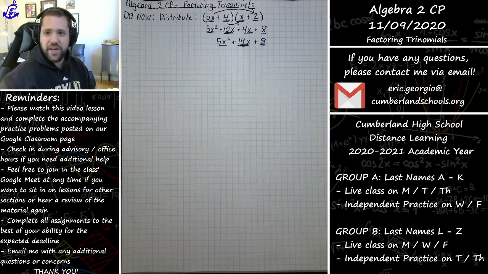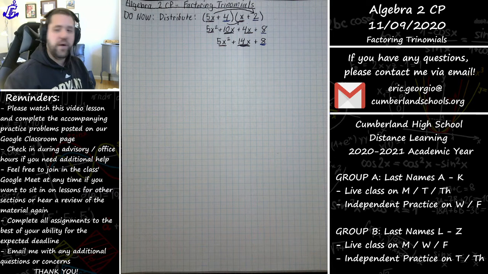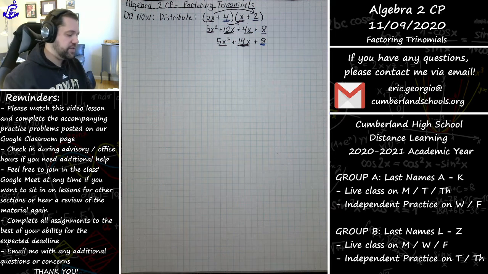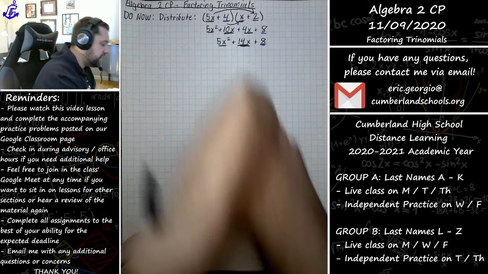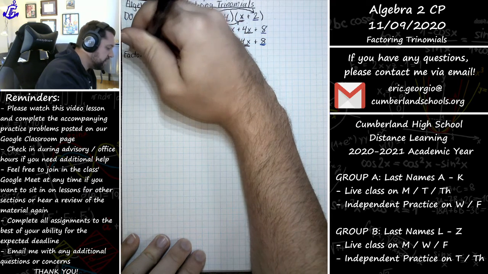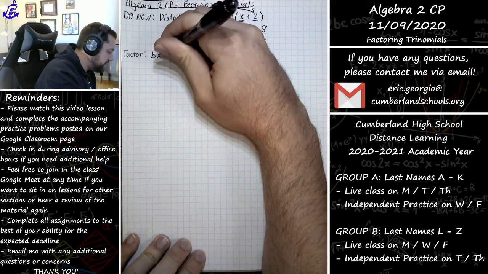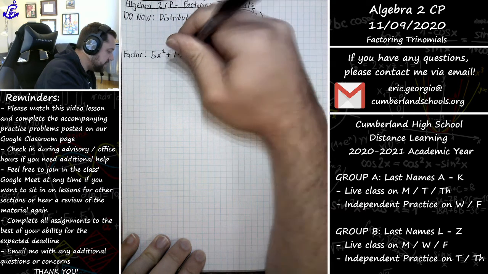Okay? Again, that may seem like, Mr. Giorgio, why are you telling me that? I know that. But you're going to see why that is particularly important now when we go in reverse, because factoring is really the opposite of distributing. It's just taking the same thing and going in reverse. Take a look. We're actually going to start by breaking down that exact trinomial. 5x squared plus 14x plus 8.